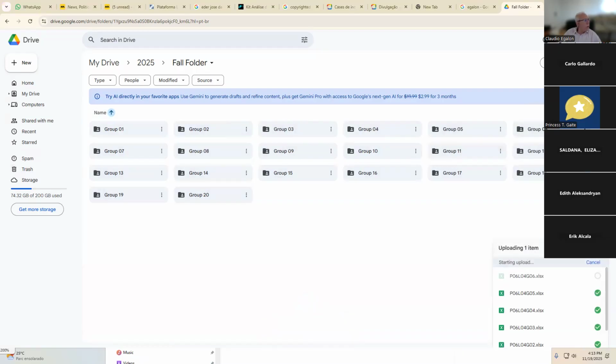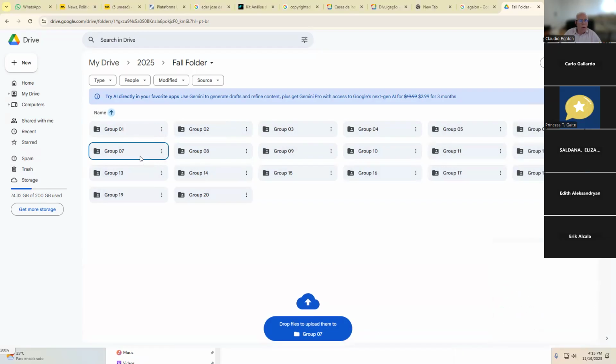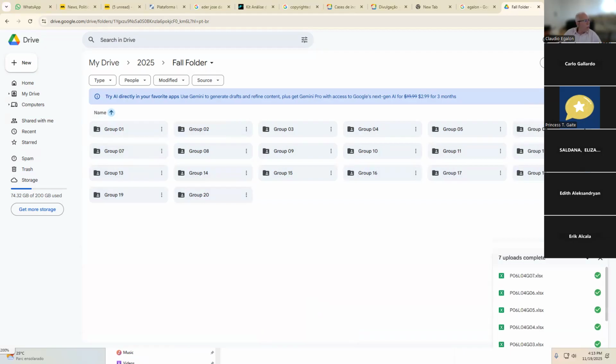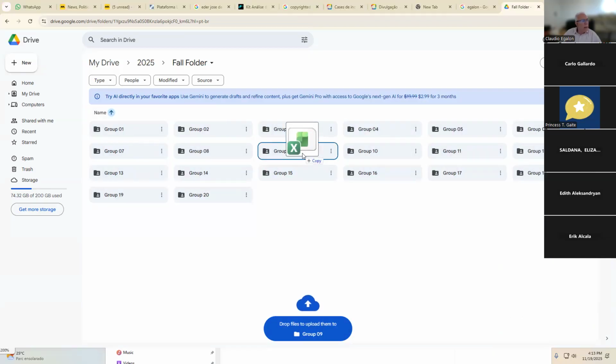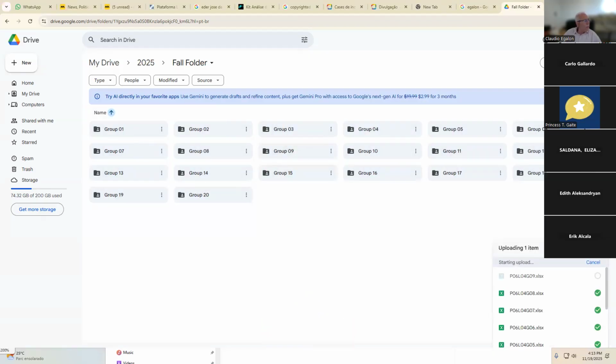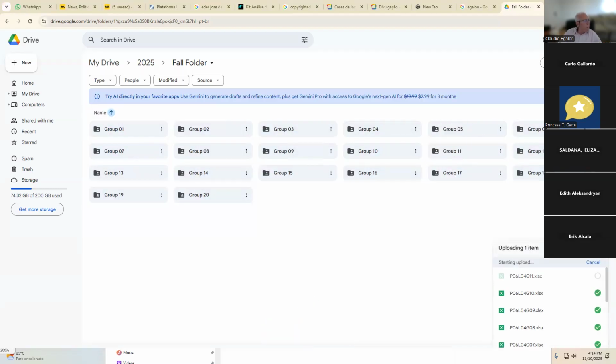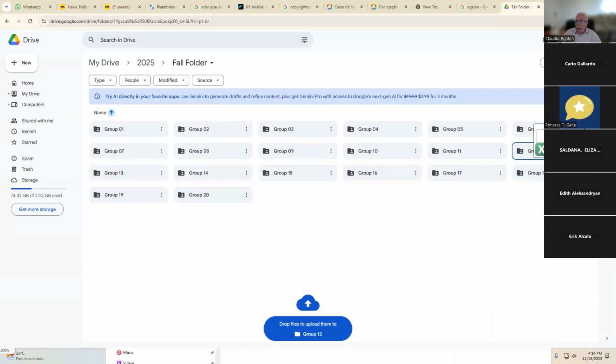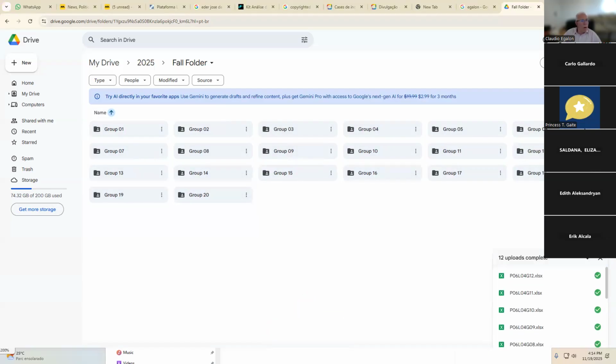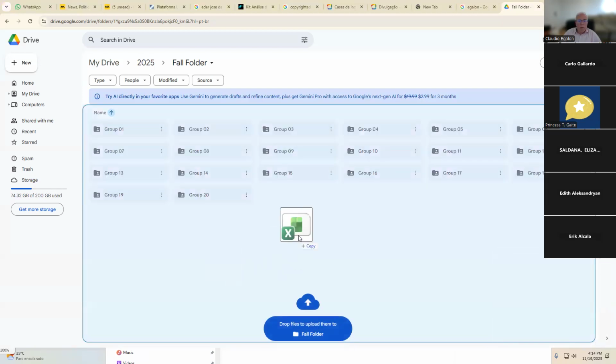6, group 7, group 8, group 9, group 10, 11, 12, 13, 14, 15.